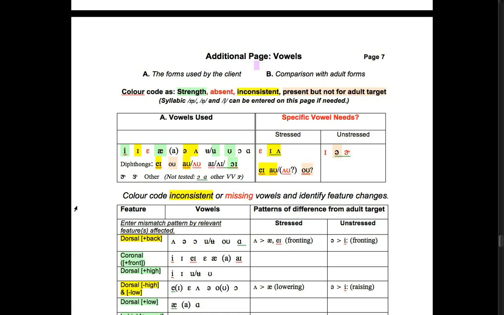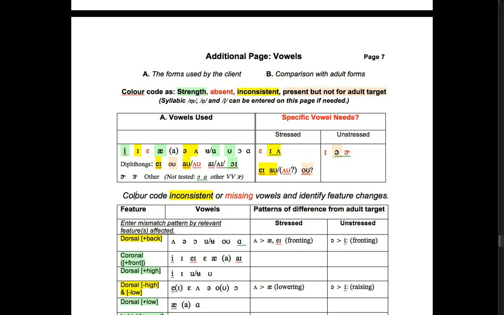Begin at Section A to record a full inventory of all the vowels used by the client throughout the sample, whether they were a match or not. Where do we keep track of vowels that were not a match? Both in the vowel inventory needs in the right-hand columns and down in Section B, where it says mismatch patterns by feature. Here the vowels are divided into groups based on their like features. You only record the mismatched vowel in the row for which the feature of the non-target vowel differs.